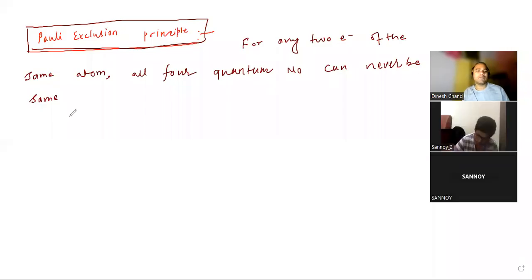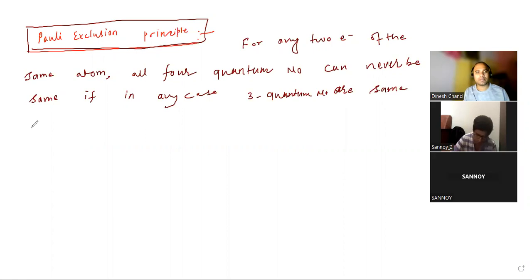Okay, can never be the same. What are they saying here? If in any case three quantum numbers are the same, then the fourth must be different. Are you sure?